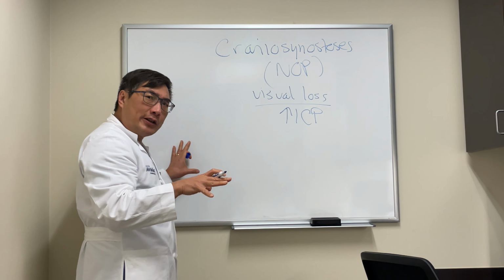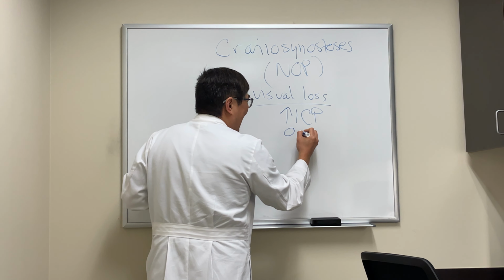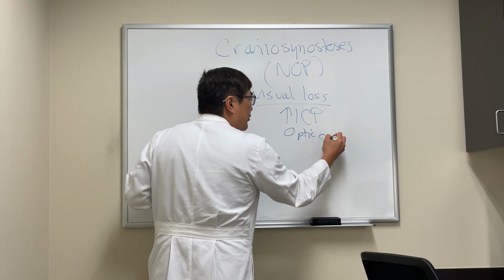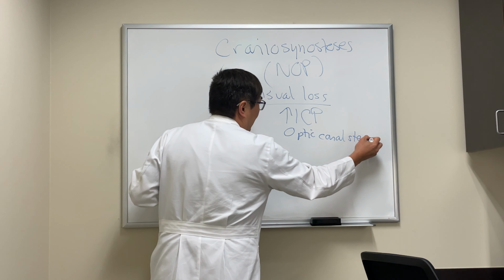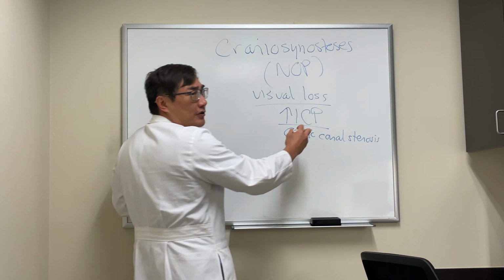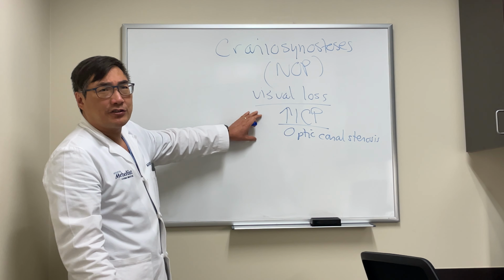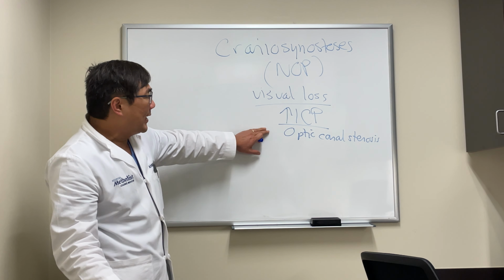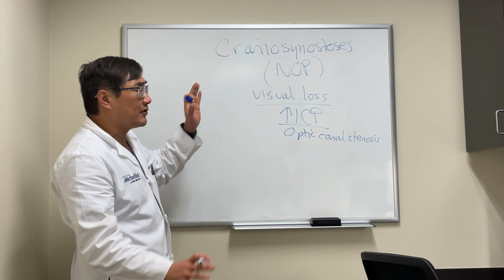Now there's this alternative mechanism, which is optic canal stenosis. This is a diagnosis of exclusion. So first you need to make sure it's not ICP. Second, you need to make sure it's not some other cause of optic neuropathy, and then you can blame it on optic canal stenosis from the bone.